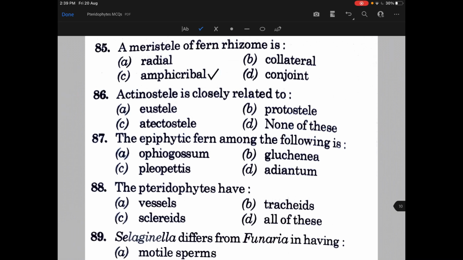Next, actinostele is closely related to dash, and the answer to this is B, that is protostele. Next, the epiphytic fern among the following is dash, and the answer is C, that is Pleopeltis. Next, Pteridophytes have dash. The answer is B, that is tracheids.